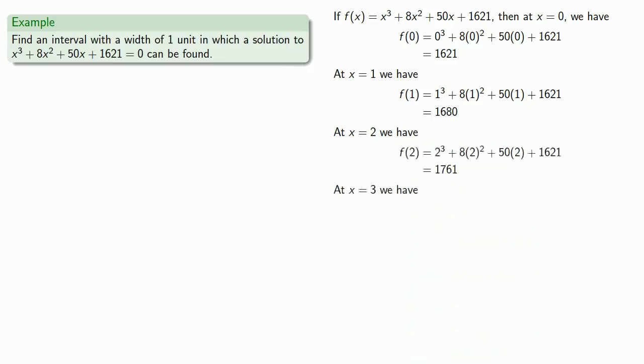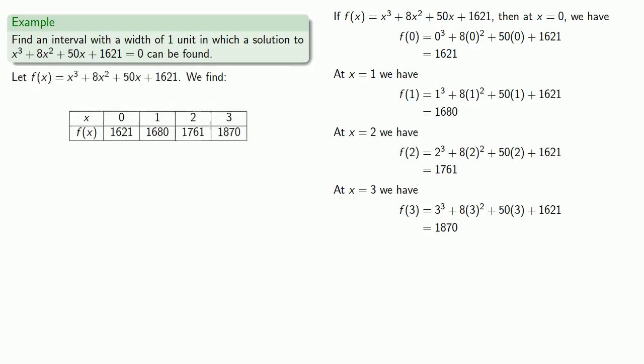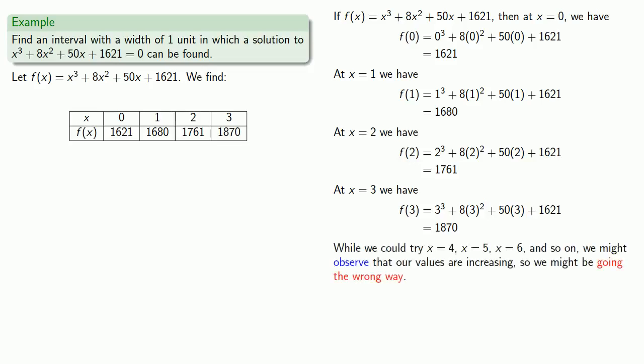X equals 3 gives us... And if we were infinitely patient, we could try x equals 4, x equals 5, x equals 6, but let's stop a moment and smell the roses. While we could try x equals 4, x equals 5, x equals 6, and so on, we might observe that the values that we're getting are increasing, and so maybe we're going the wrong way.